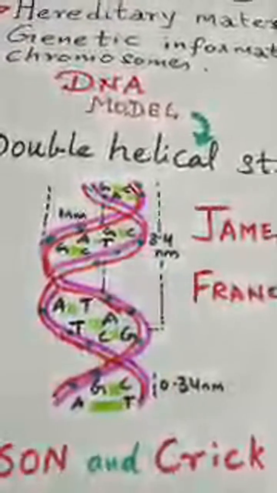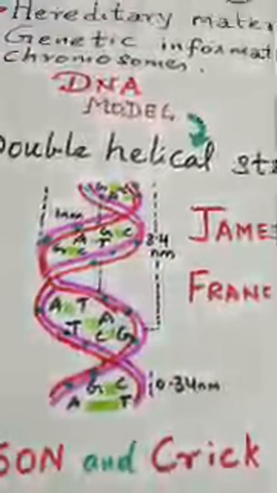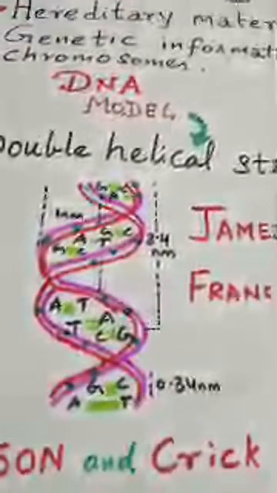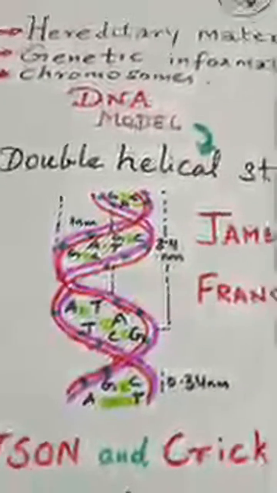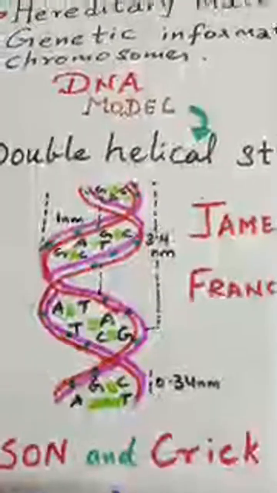So today we are going to see the double helical structure model proposed by Watson and Crick. Watson and Crick discovered the DNA double helical model. What are all the points they discovered in their discovery? We are going to see that in an elaborate form in this session.